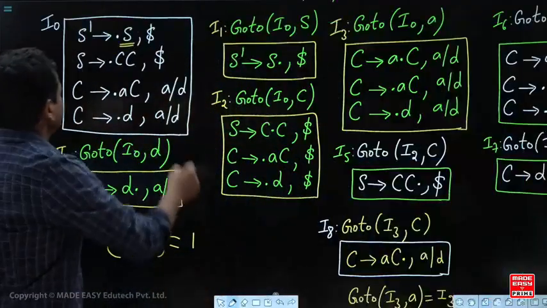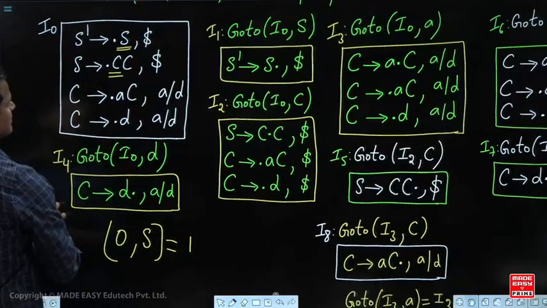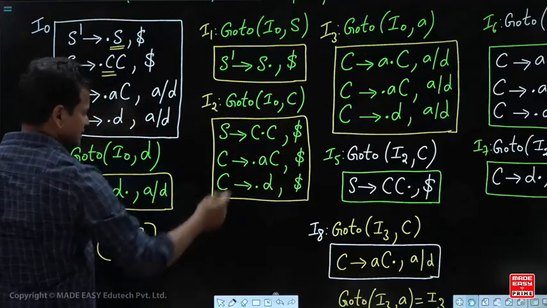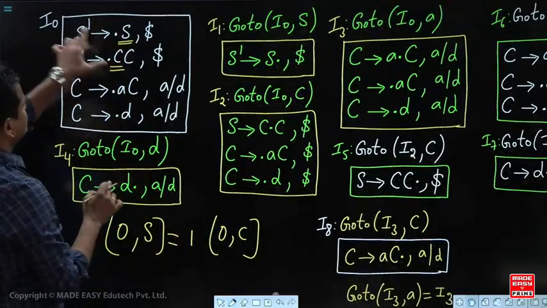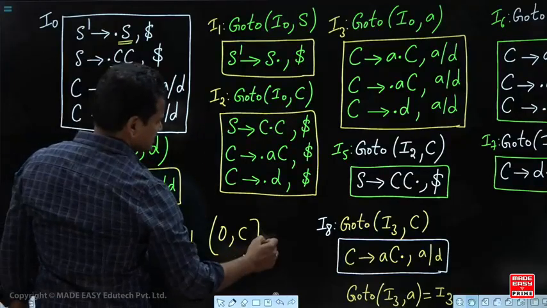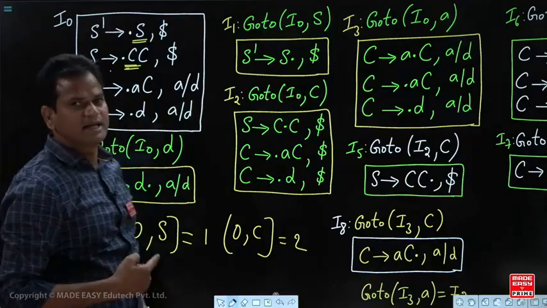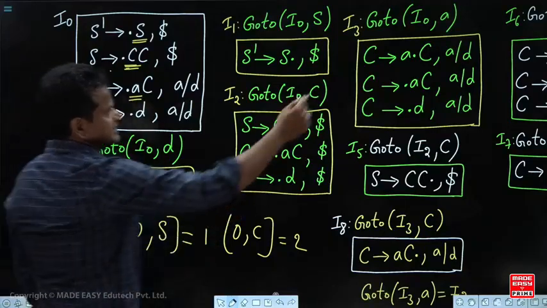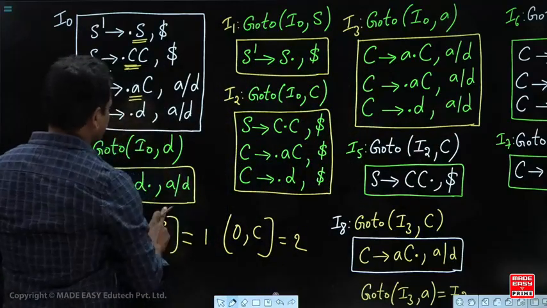Okay, this is done. Let's come to this one. I naught comma C has gone to this state. What is the name of the state? I2. So 0 comma C, you just write 2. Why? Because for non-terminals we write only the number. That's it. And I naught comma A has gone to, what is the name of the state? I3. And A is a terminal.